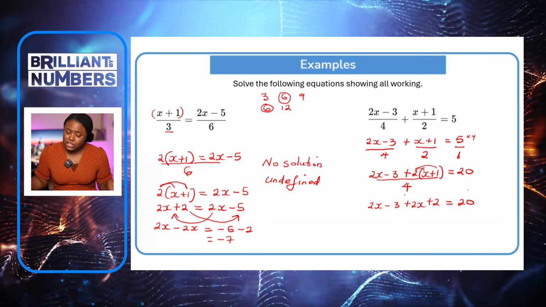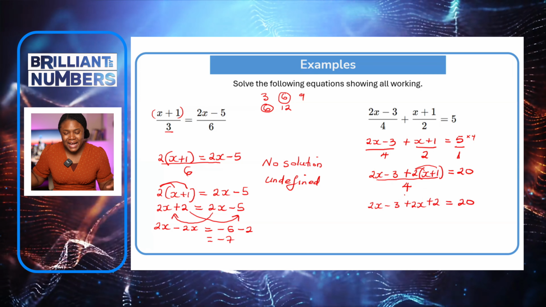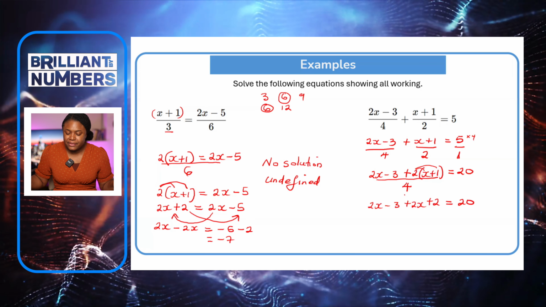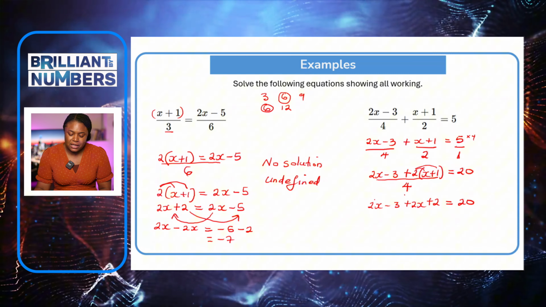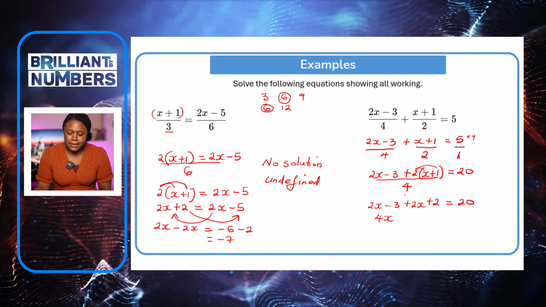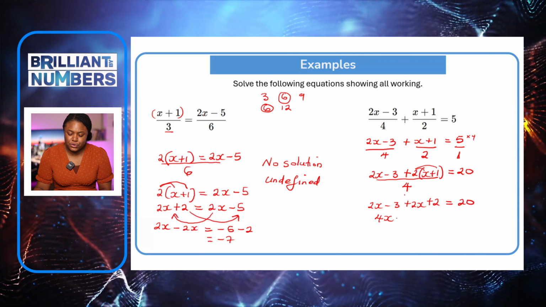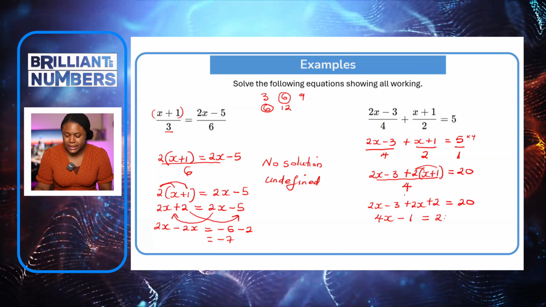So we do not need the denominator, since we have now neutralized everything and made them compatible. We can now add them together, and we do not need the denominator. So let's collect like terms. 2x plus 2x is 4x. And minus 3 plus 2 is minus 1, and that is equal to 20.